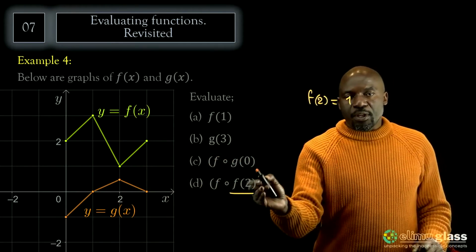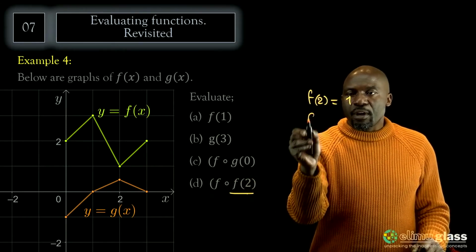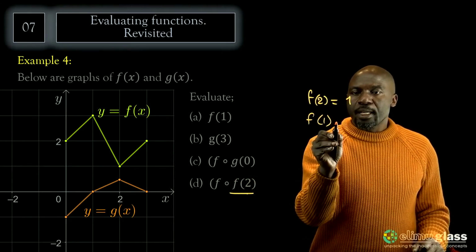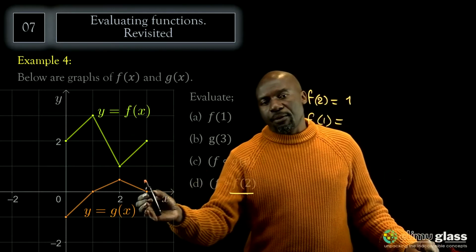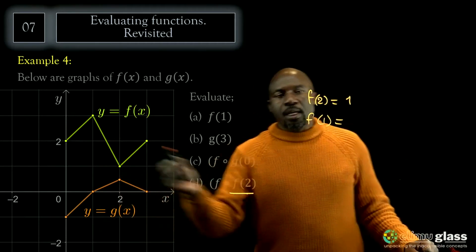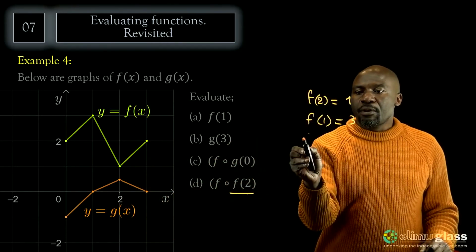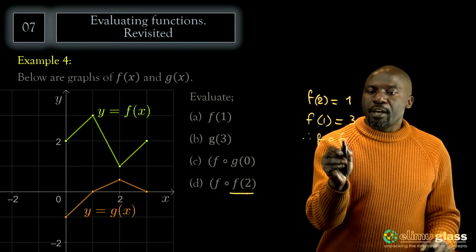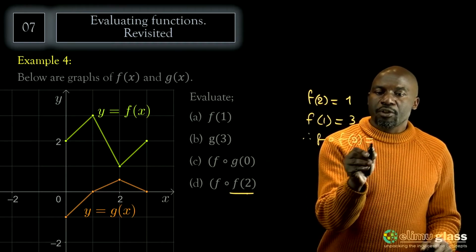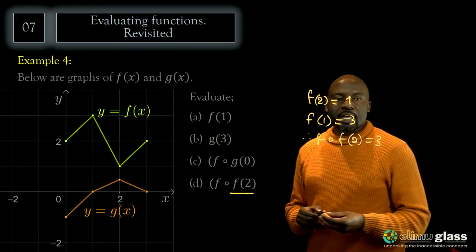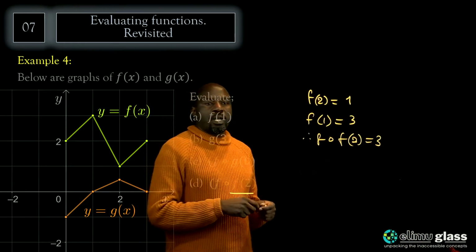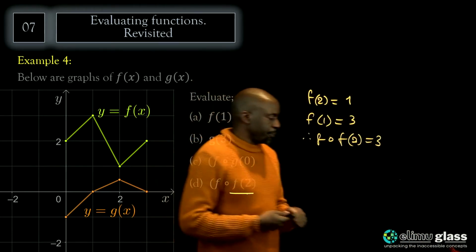And now this thing here is 1. Therefore, f of 1 must be what? F of 1, go to 1, and we get 3. And therefore, f of f of 2 has to be 3, like that. So that's how we reason in order to answer this question.